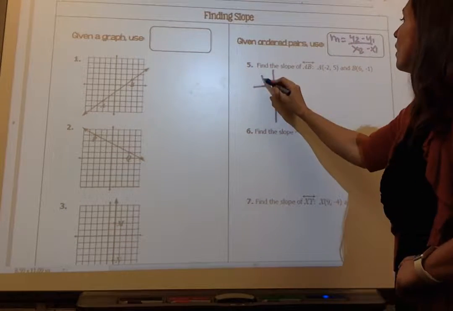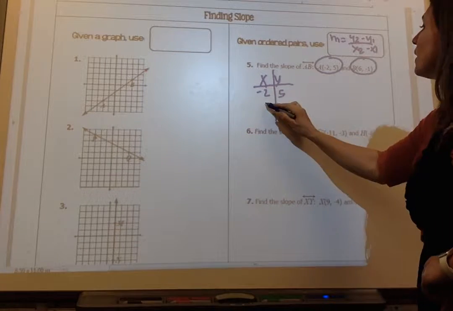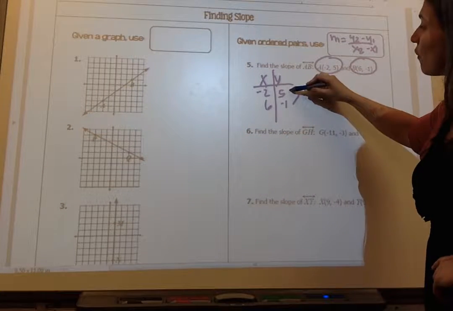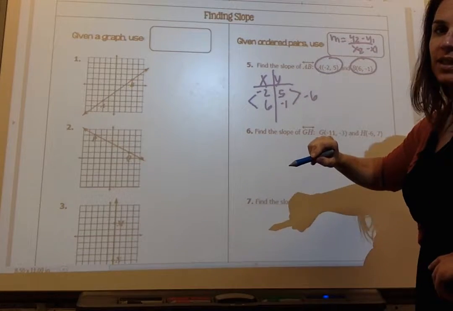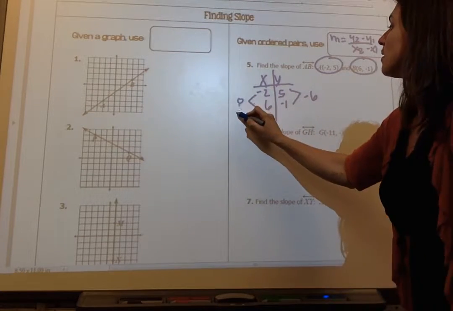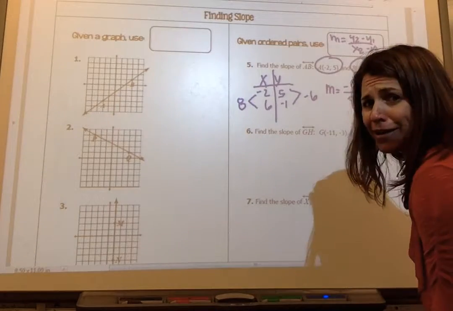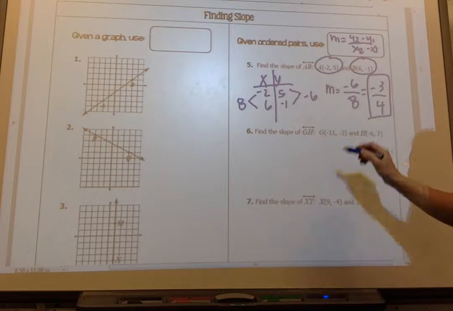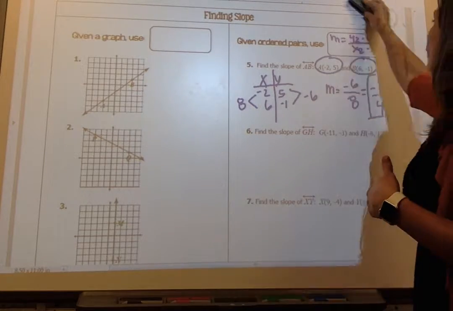So what I do is I put in the point negative 2, 5 in my table, and I put in the point 6 and negative 1. And I look for my change in y. My change in y, how do you get from 5 to negative 1? You subtract 6. How do you get from negative 2 to 6? And imagine the number line when you're doing that. Negative 2, you jump to 6, positive 8. So my slope here is negative 6 over 8. But John, what am I going to do with that fraction? I reduce it, and I get negative 3/4. So my final answer is negative 3/4. So that's a refresher on how to find slope from ordered pairs.